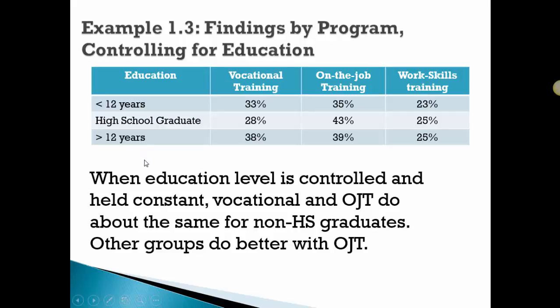Now if we look at the data, when the education level is controlled and held constant, vocational and OJT do about the same for the non-high school graduates. The other groups seem to do better with on-the-job training. And notice work skills doesn't do well anywhere. But we get a different look at the data when we see it broken down by the control variable. So it sometimes helps us to better understand the relationships that we're observing in the data that we collect.